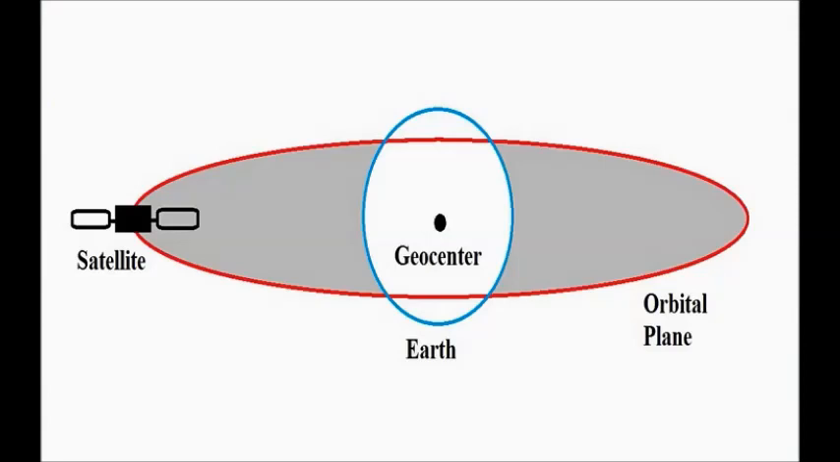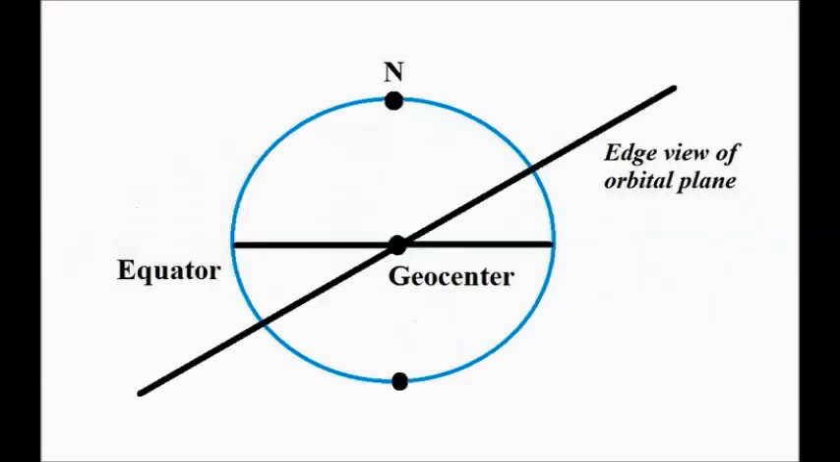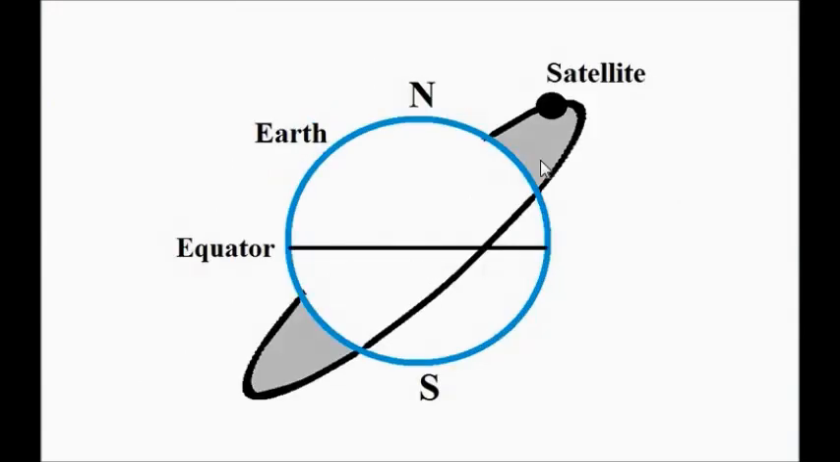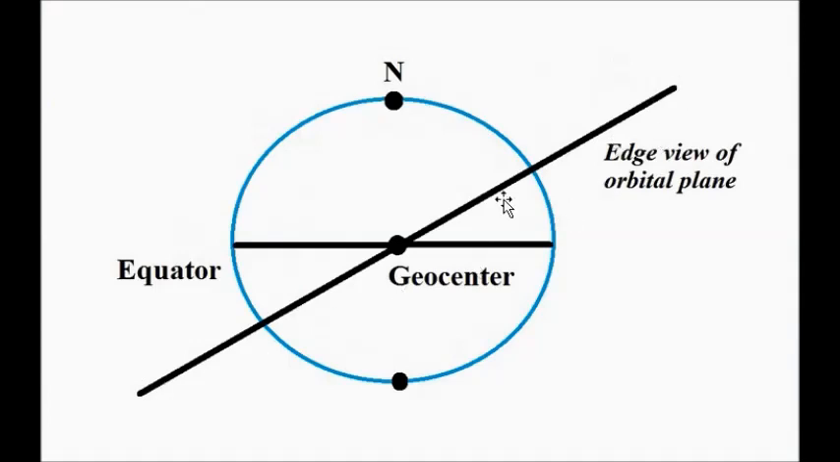Now, for various calculation purposes, the side view or the edge view of the orbital plane is also sometimes considered. When this orbital plane is looked at from a side angle, from an edge view, it appears as a straight line. So this is the side view or the edge view of the orbital plane. A lot of mathematical calculations, various angle calculations which we will discuss, are also dependent on the orbital plane. So this concept is also very much important.